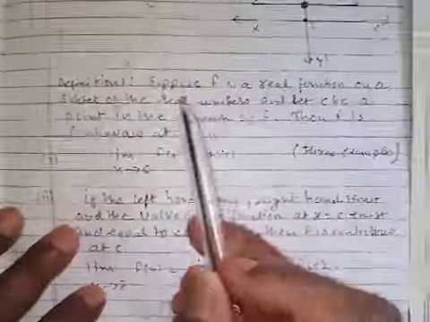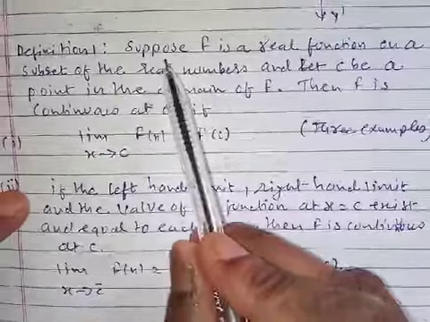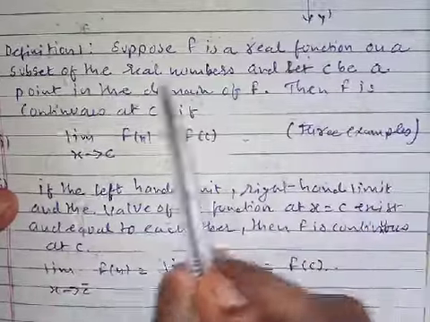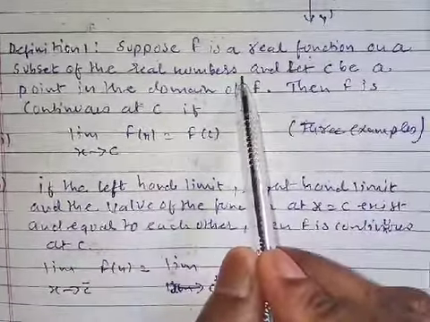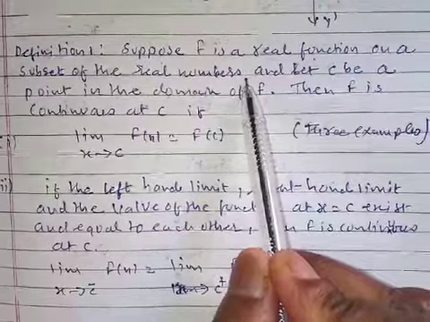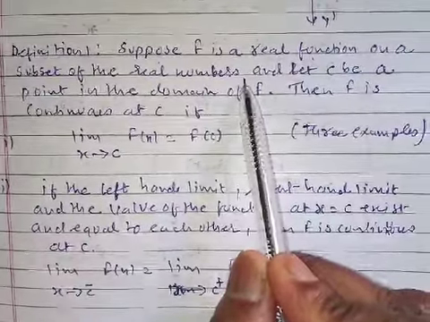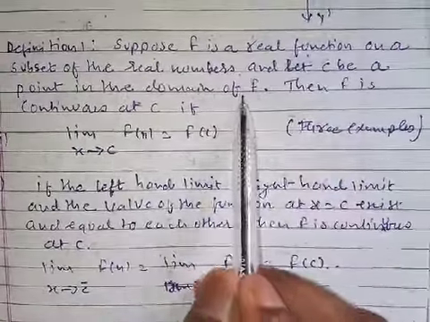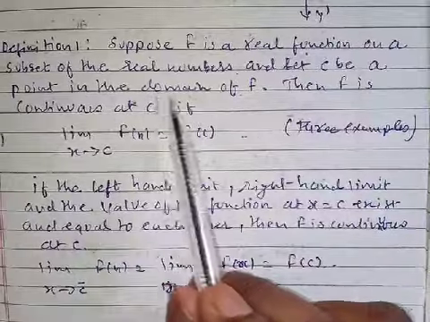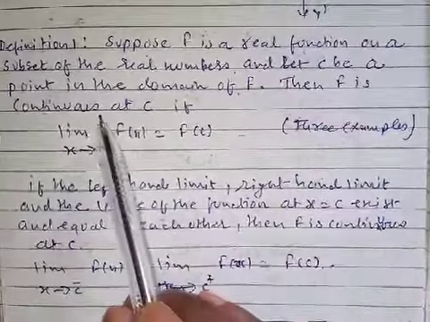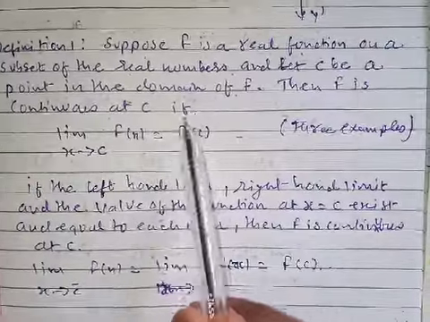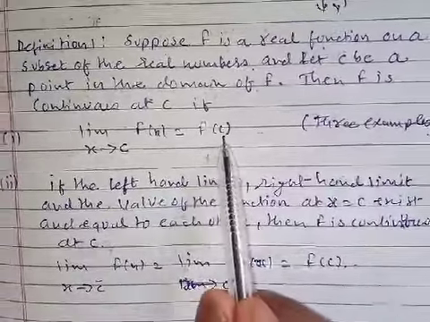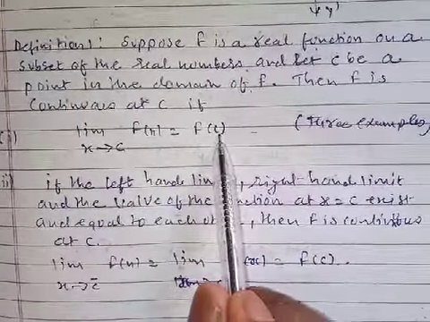So let's discuss the definition. How will we prove it? Definition 1. Suppose f is a real function on a subset of real numbers. Let c be a point in the domain of f. Then f is continuous at c if limit x tends to c of f of x is equal to f of c, where c is a constant.